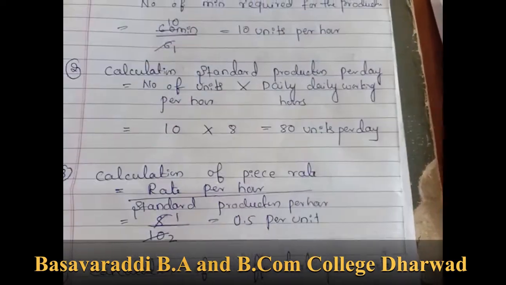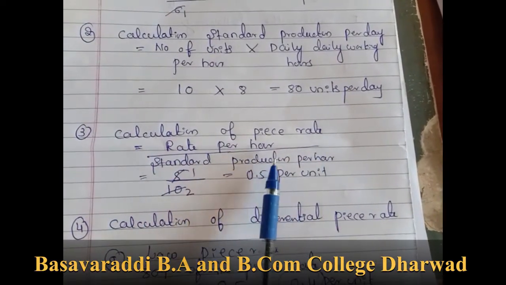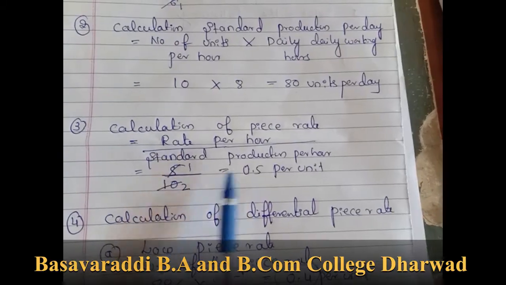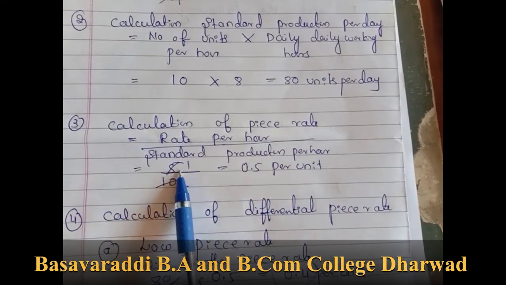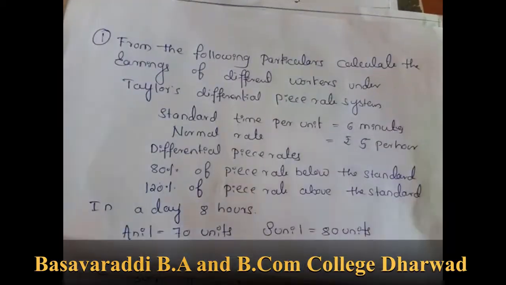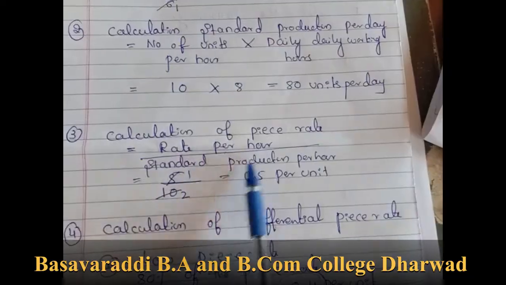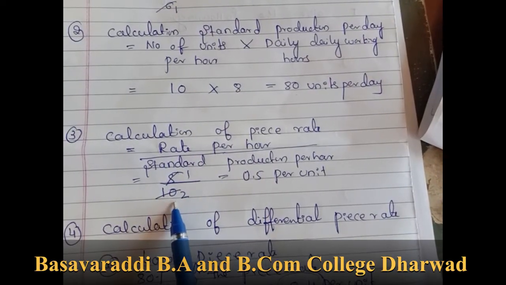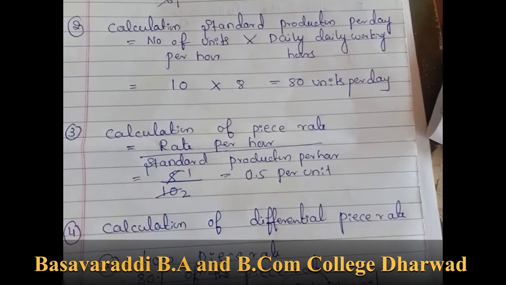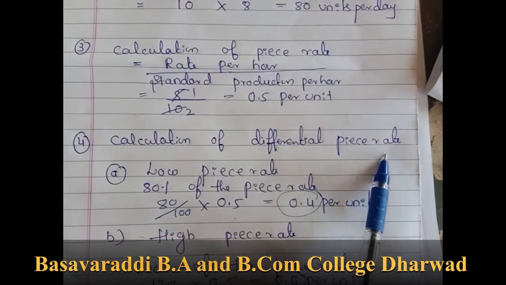Next, working note number 3, calculation of piece rate. Rate per hour divided by standard production per hour. 5 divided by 10. The normal rate is 5, so the rate per hour is 5 divided by standard production of 10. 5 ones are 5, 5 twos are 10. Next is calculation of differential piece rate.